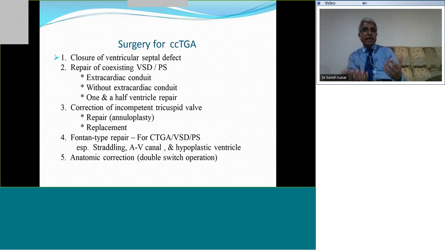It may be a repair which may include an annuloplasty. More often it may be a replacement. And it may be a Fontan type surgery, which is obviously the case if one of the ventricles is hypoplastic, or there's a remote VSD, or there's a straddling. In the broader context of CTGA VSD-PS, what is the ideal surgery and whether Fontan will play a role there is some controversy. And then we have the anatomic correction, which is the double switch operation.